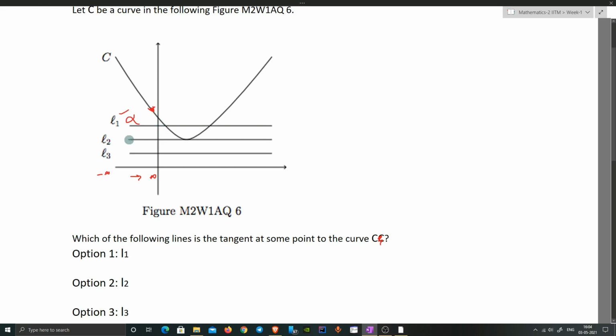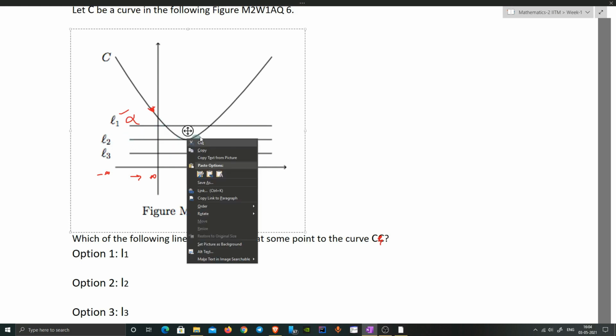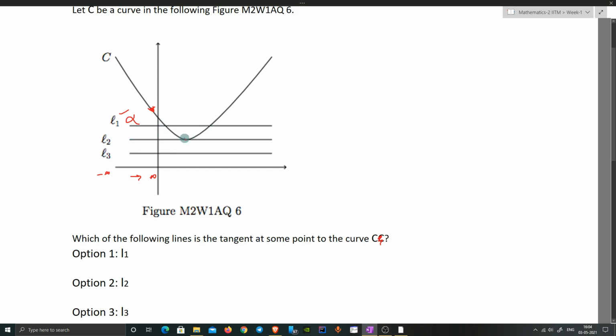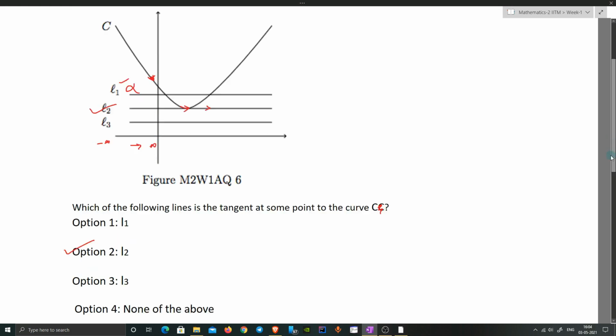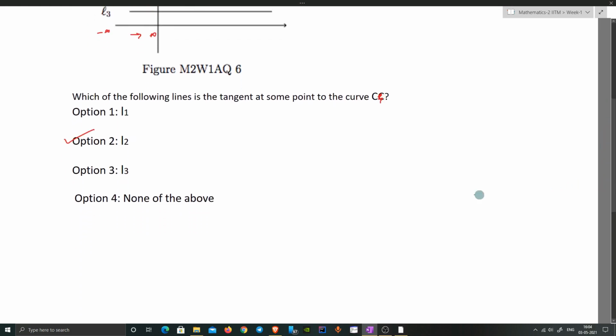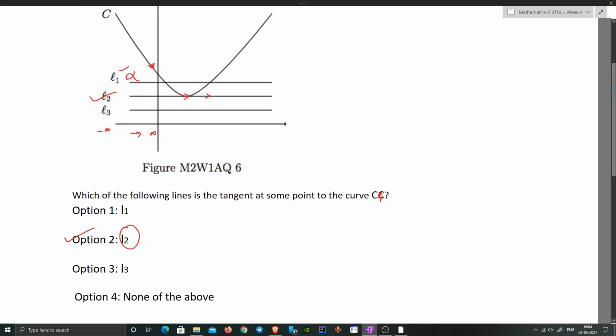So what about line 2? In line 2 we have a single point of intersection. Also at this point the direction of the graph as well as the direction of the line is the same, right? So we can say that line 2 is a tangent. What about line 3? Line 3 does not even intersect or touch the curve C at any point. So option 3 is also not right. So the correct option is line 2. This will be a tangent at this particular vertex of this parabola, right?